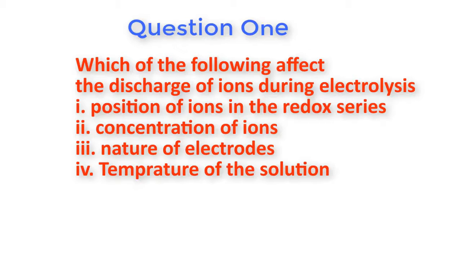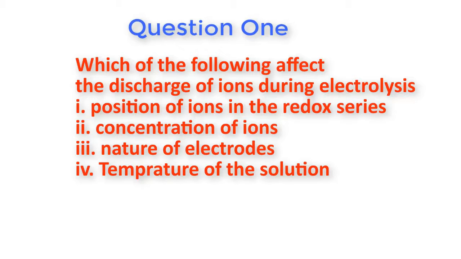Now the first question says that which of the following affect the discharge of ions in the electrochemical series? 1. Position of ions in the redox series. 2. Concentration of ions. 3. Nature of electrode. And 4. Temperature of solution. Obviously, from these options, position of ions in the redox series affects discharge of ions, concentration also affects, and nature of electrode affects discharge of ions, but temperature of solution has no effect on discharge of ions.